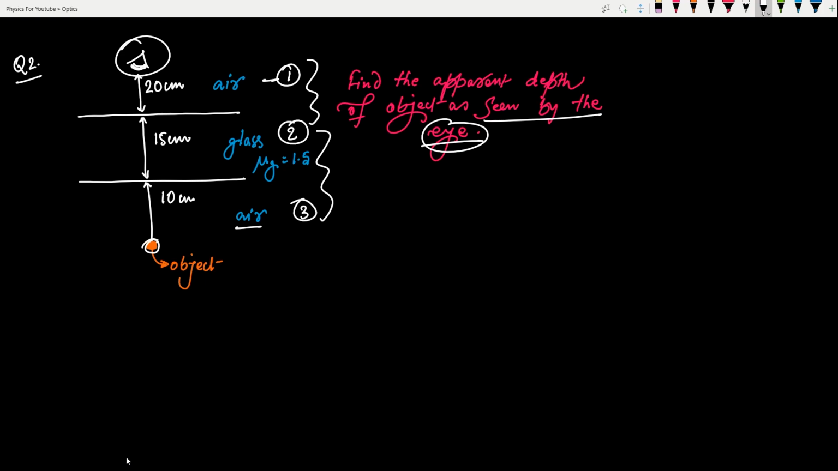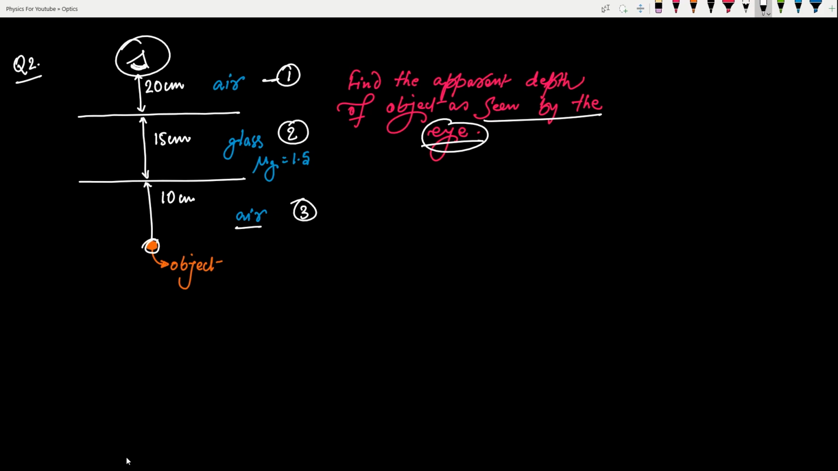So what we will do is take this and this as our first combination, find the result, and the result will act as the virtual object for the combination of this and this. That is the second combination. I hope the concept is clear, and it will be clear, don't worry. So let's solve for the combination of 2 and 3, that is the glass and air.